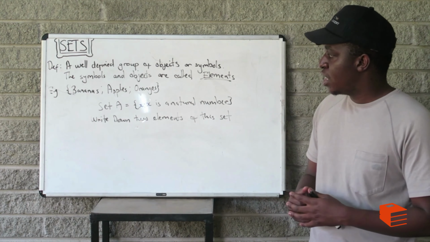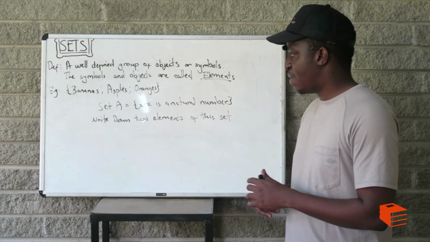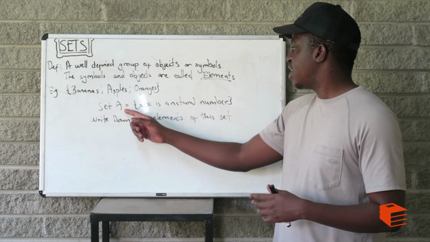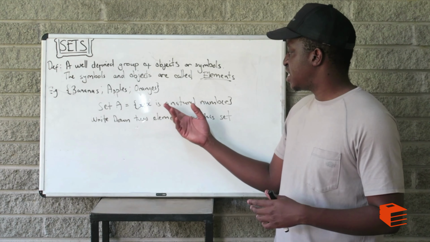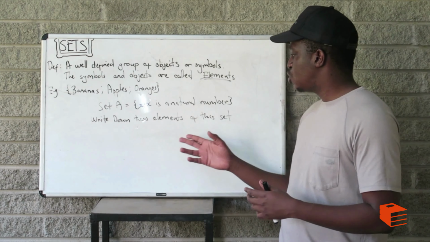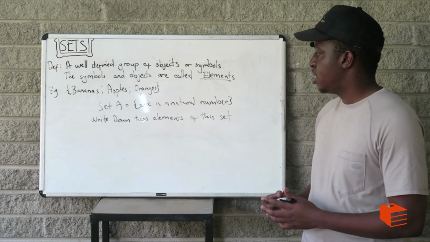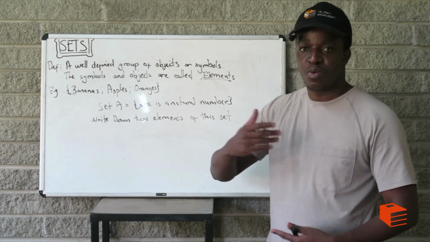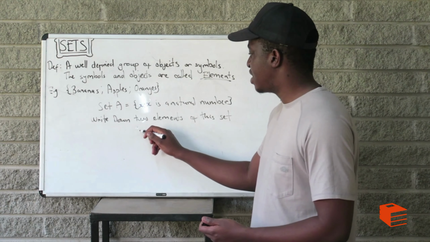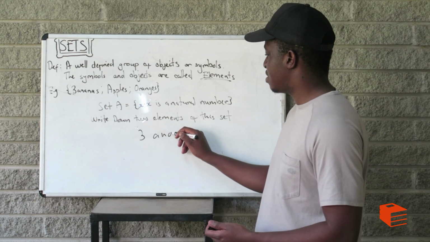Now, with a worked example, we're given, for instance, set A is a set containing natural numbers. Write down two elements of this set. Natural numbers are 1, 2, 3, 4, 5. Those are our natural numbers. So I can write anything. I can write 3. I can write 15.